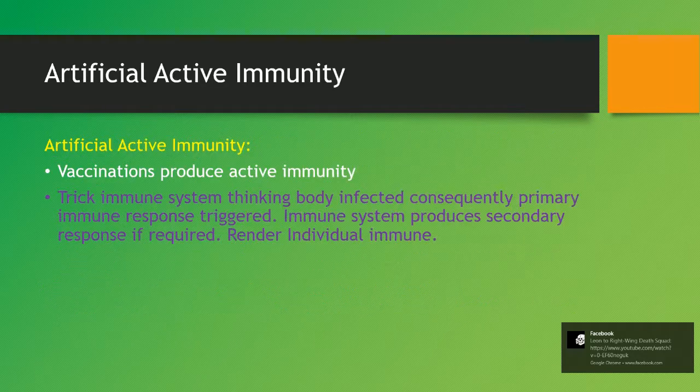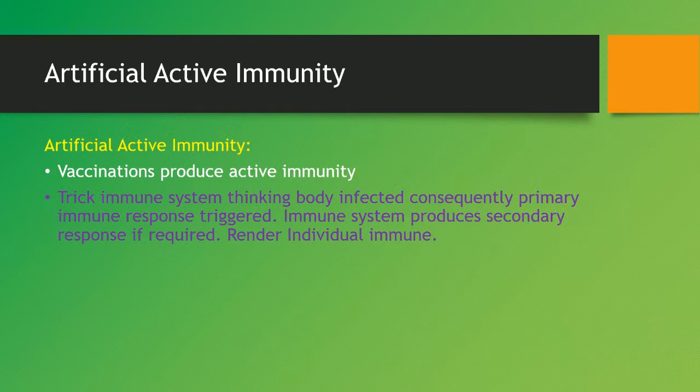So, artificial active immunity is when vaccinations produce active immunity. This will trick the immune system into thinking the body is infected, and consequently, the primary immune response will be triggered. The immune system will produce a secondary response if it's required, which will render the individual immune.